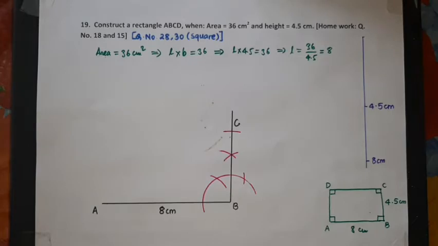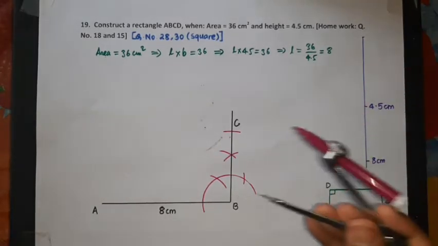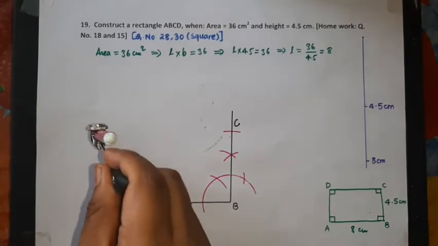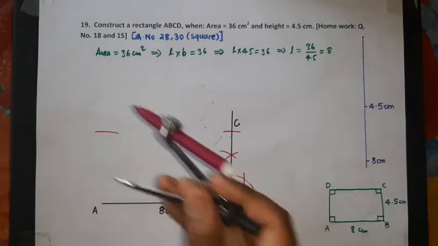Fine. Now again, let me keep it as it is. So I have not changed the radius. So let me keep it at A, because this also has to be 4.5. Yes. Okay, so I have cut here.